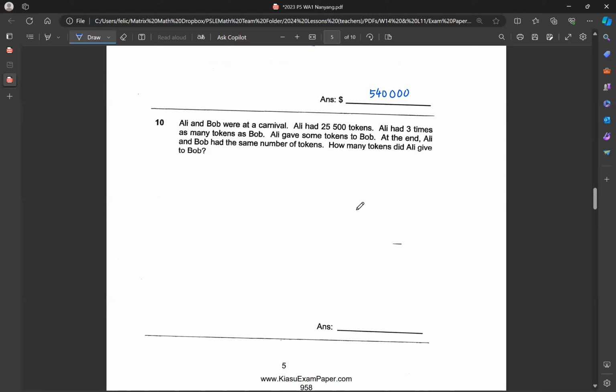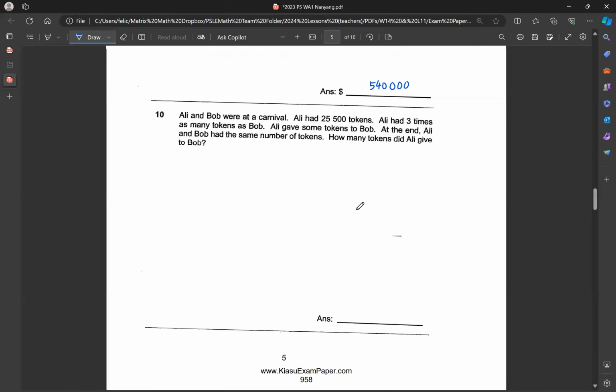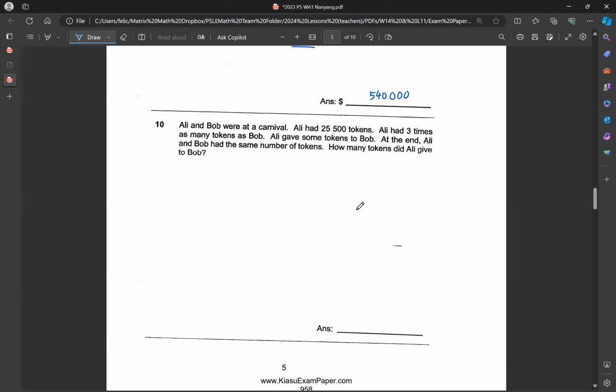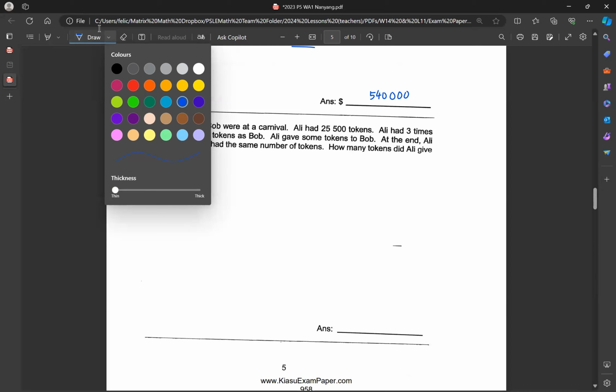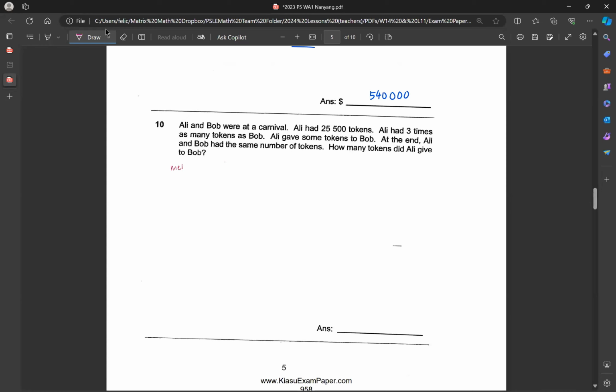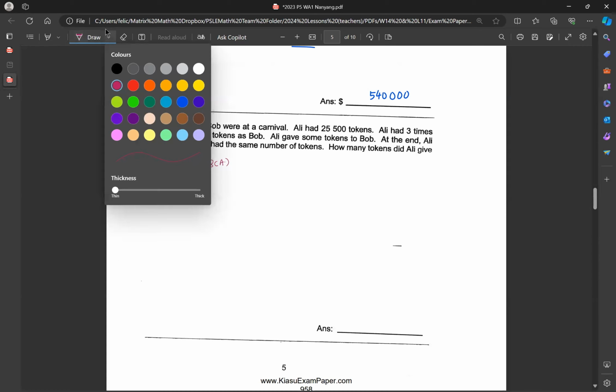So this question, actually, there are two methods to solve this. Maybe I'll just quickly show you the first method first. If you observe this question, we call this an internal transfer question because Ali is giving to Bob. It's just within the both of them. In the internal transfer question, we know that the total stays the same. The total tokens between the two guys never changes. So your method one, maybe let me just write that down here. So this is method one.